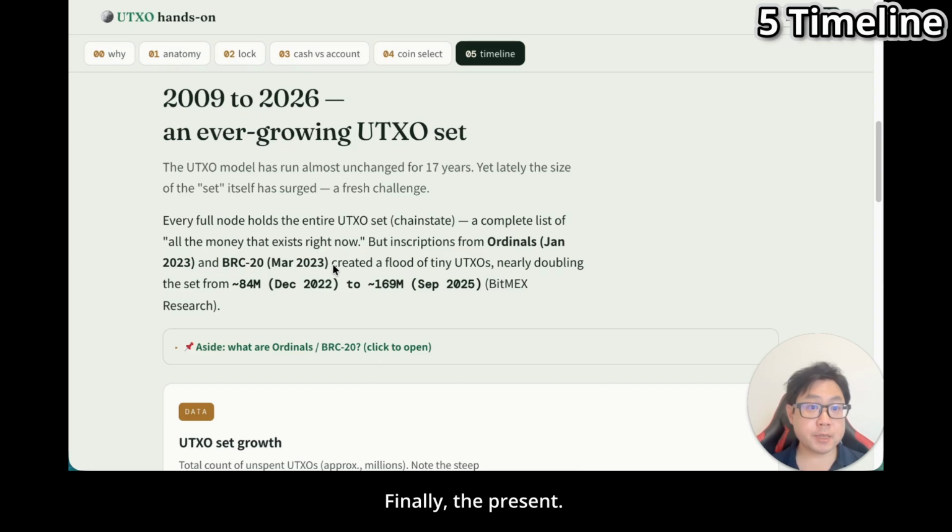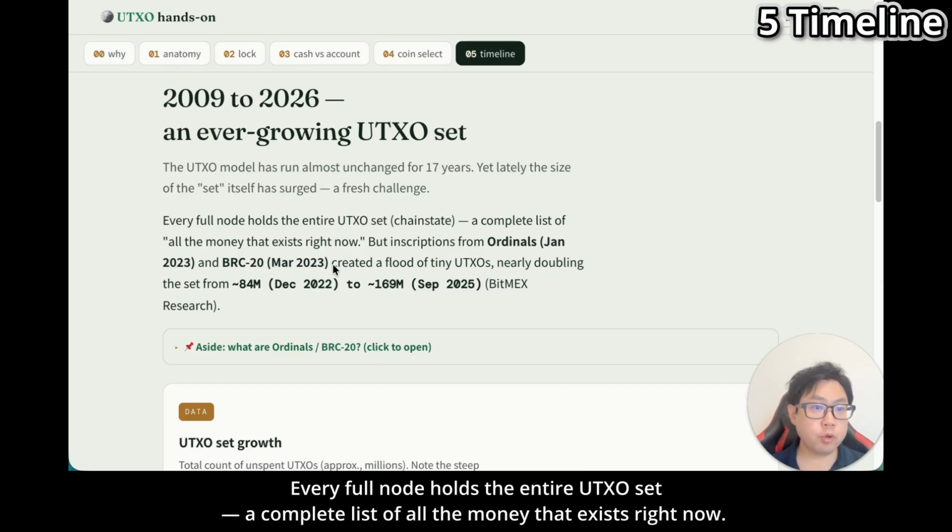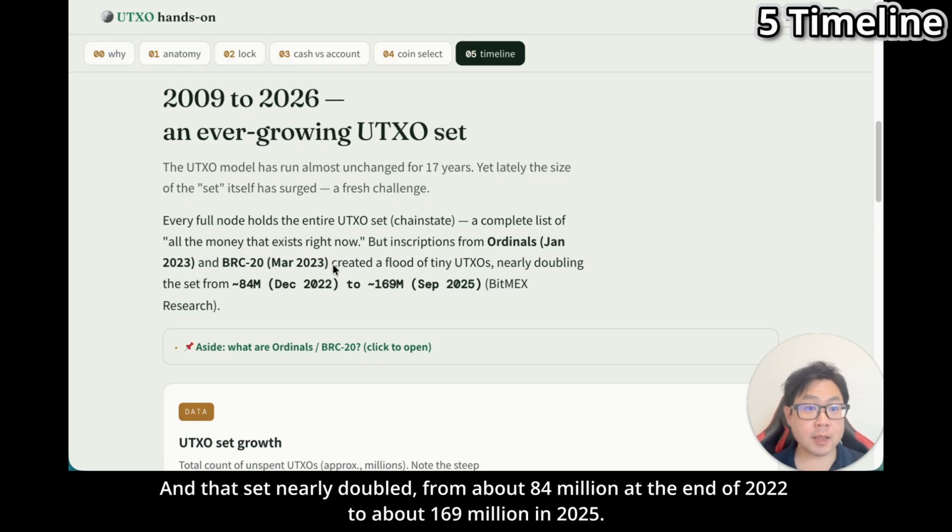Finally, the present. Every full node holds the entire UTXO set, a complete list of all the money that exists right now. And that set nearly doubled from about 84 million at the end of 2022 to about 169 million in 2025.